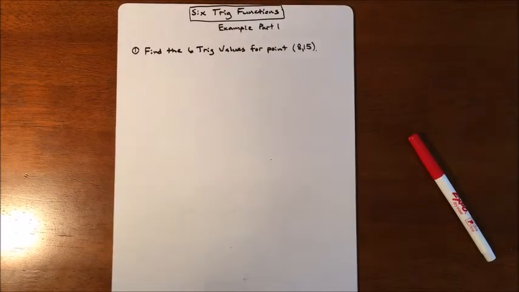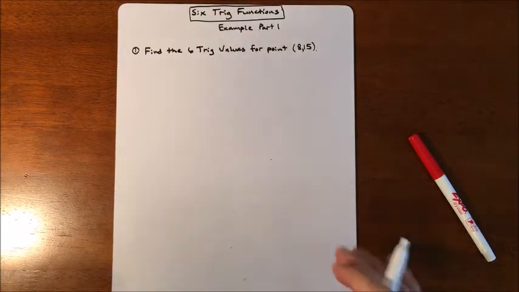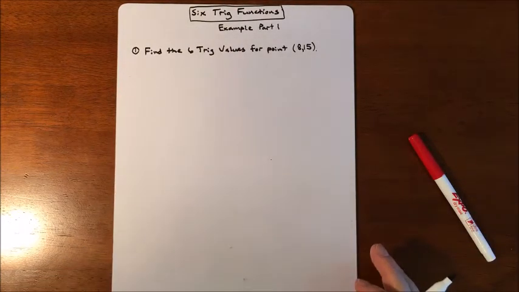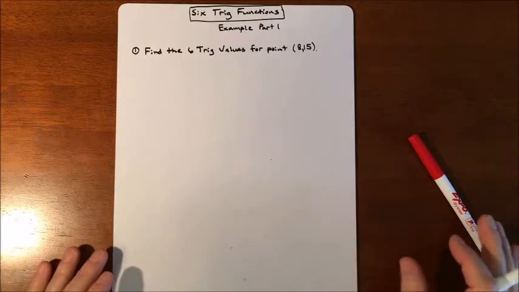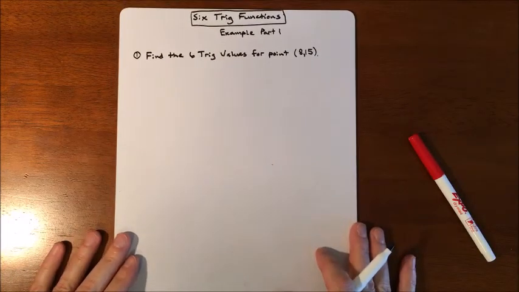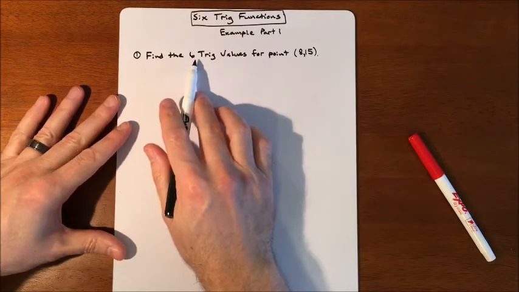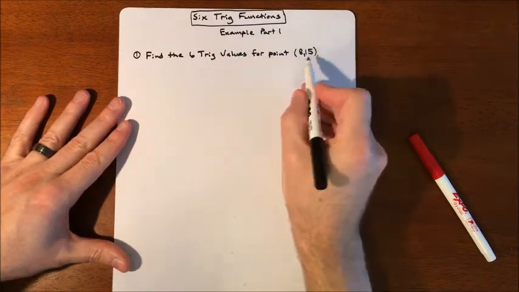In this lesson, we're going to do an example of your 6 trig functions. So we're looking for sine, cosine, tangent, cosecant, secant, and cotangent. There are 2 different ways to go about doing this. I'll do one example with more of a visual approach, and then the other example more of a definition approach.